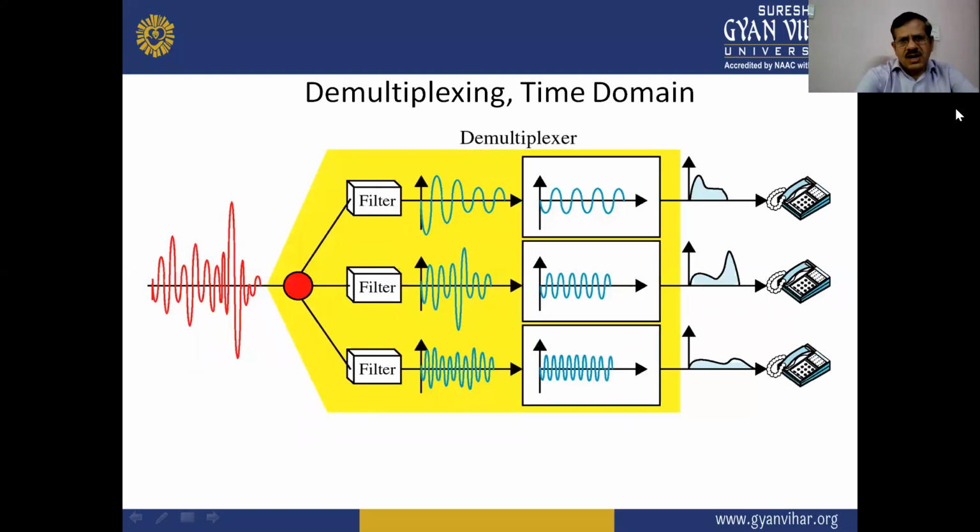But in the demultiplexing in the time domain system, the FDM signal is applied to different filters, and the outputs of the different filters are again applied to the demultiplexer networks, and these demultiplexer networks convert this FDM to the original signal or analog signal in the form of different frequency signals, which are the original signals.